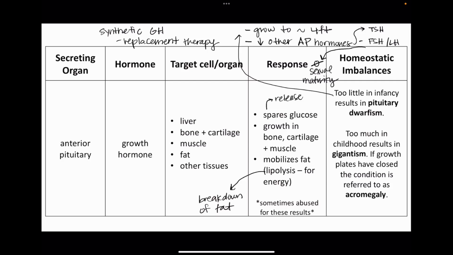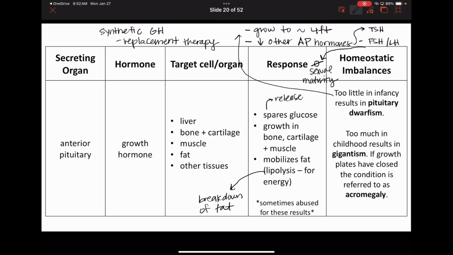Because it does cause the growth of bone and cartilage and muscle and gives us lots of energy available, synthetic growth hormone is sometimes abused for those results. Lots of bodybuilders or athletes, sometimes actors, may abuse synthetic growth hormone to get that look of being lean and toned. I'll write the notes about abuse on the next page.